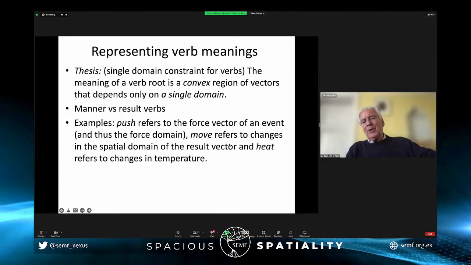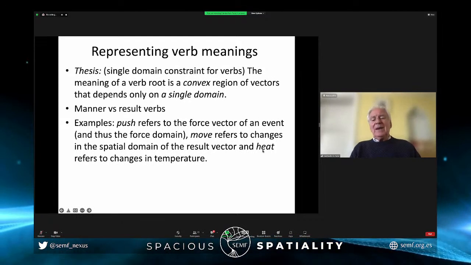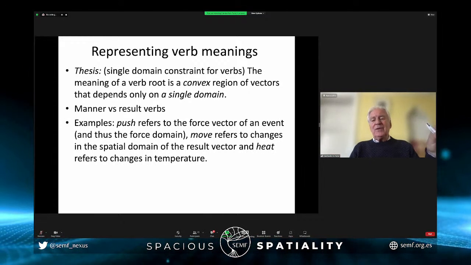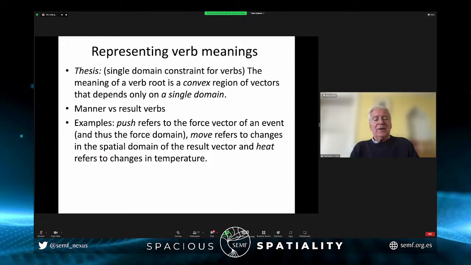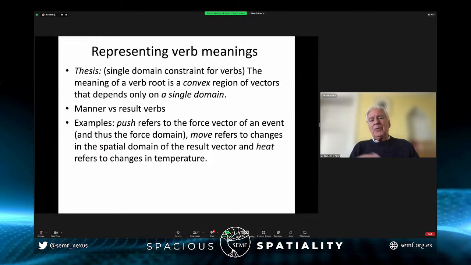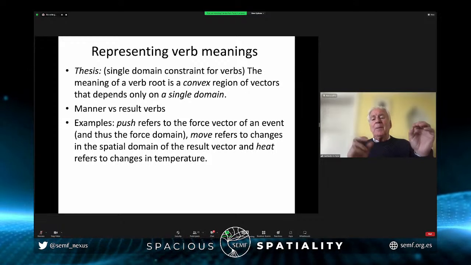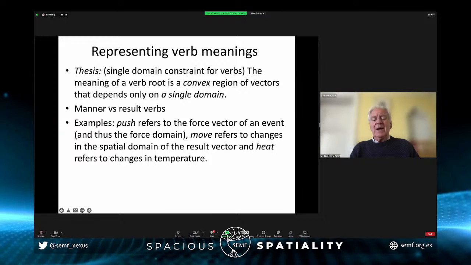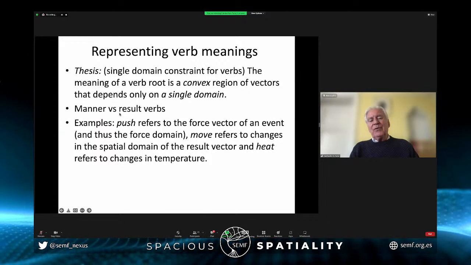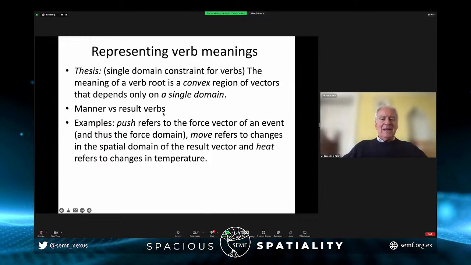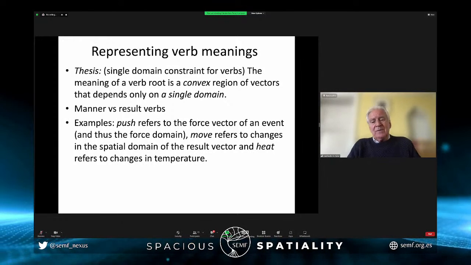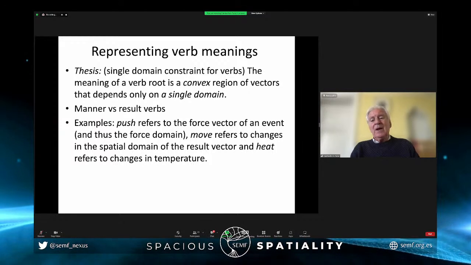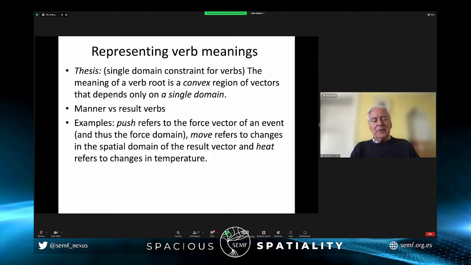It's a shift from one location to another. And then heat refers to changes in temperature. It's a movement from one temperature to a higher temperature. So each of these verbs corresponds to vectors, but in different domains. And the manner verbs are then characterized by referring to force domains, but result verbs can refer to many kinds of object domains or spatial domains and so on. So you can have a classification of verbs.